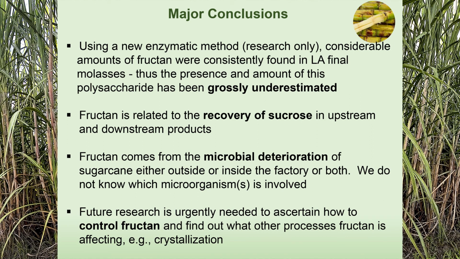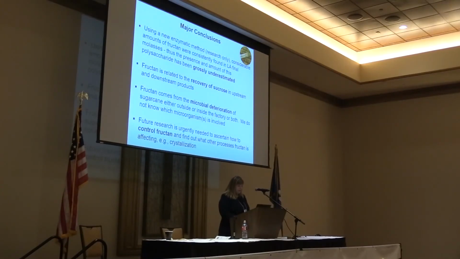Now, obviously, we need to do some research, how to control this, and find out what other processing parameters the fructan's causing. So I believe it is levorotatory. It has a negative pole. Dextran has a positive pole. How's it affecting crystallization? There may be many things out there that we just haven't realized. So obviously we've still a lot of work to do, but I think it's been an important finding for us.